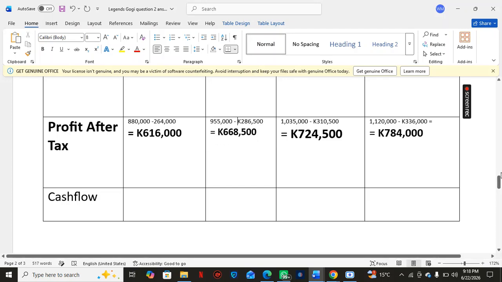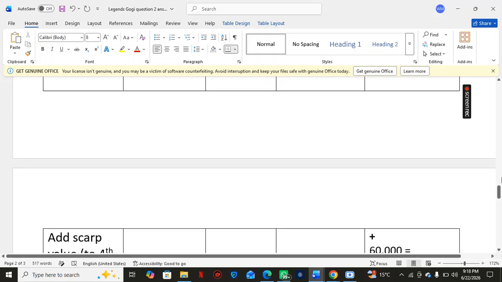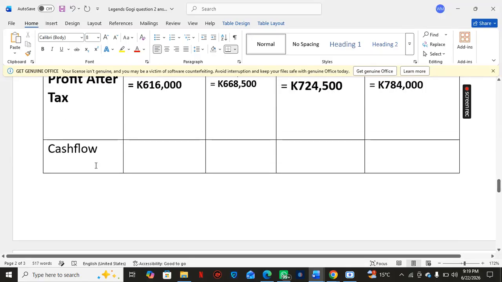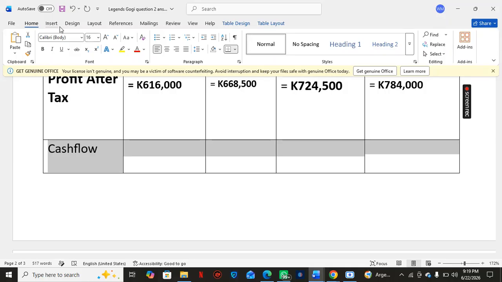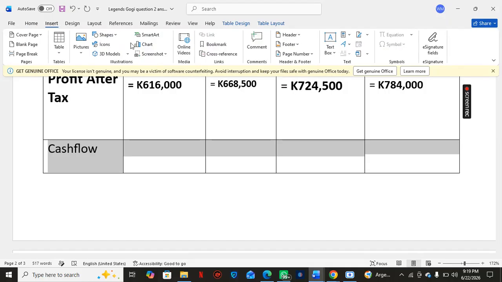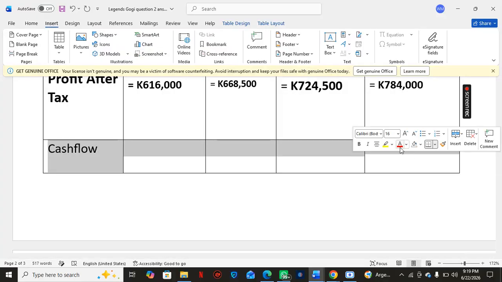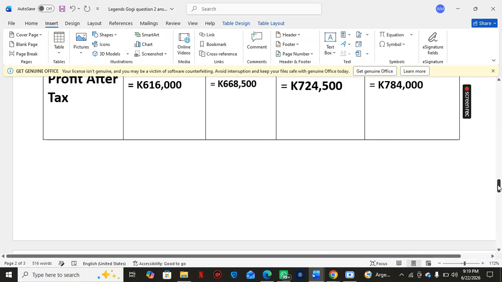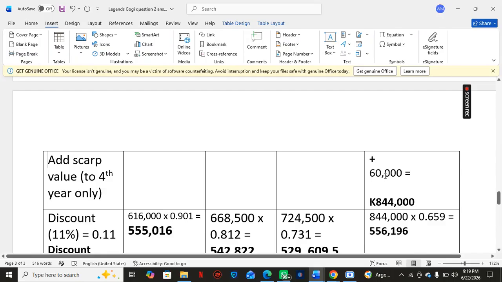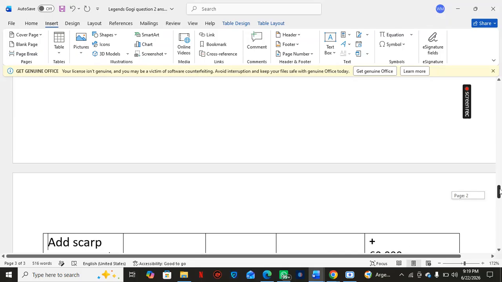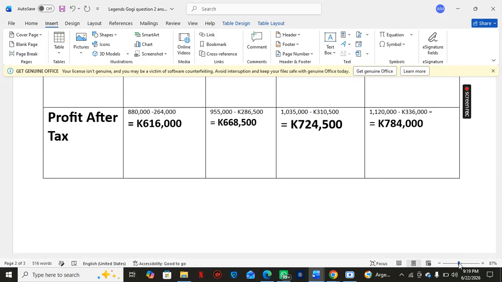Next, we need to add the scrap value for year four. Remember, scrap value is how much the machine can be sold for after its useful life. We're assuming in year four we're going to sell the machine for 60,000.